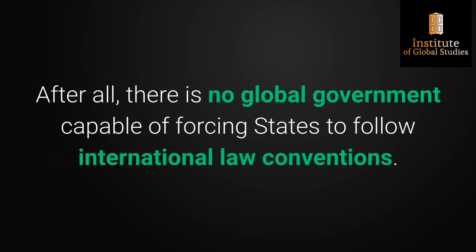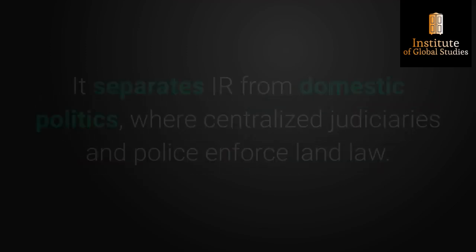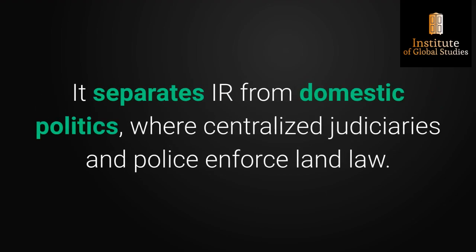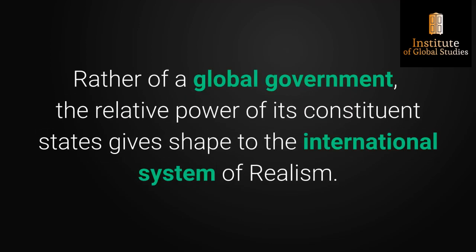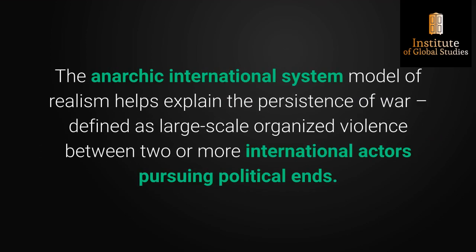After all, there is no global government capable of forcing states to follow international law conventions. It separates IR from domestic politics, where centralized judiciaries and police enforce the law of the land. Instead of a global government, the relative power of its constituent states gives shape to the international system of realism. The anarchic international system model of realism helps explain the persistence of war, defined as large-scale organized violence between two or more international actors pursuing political ends.